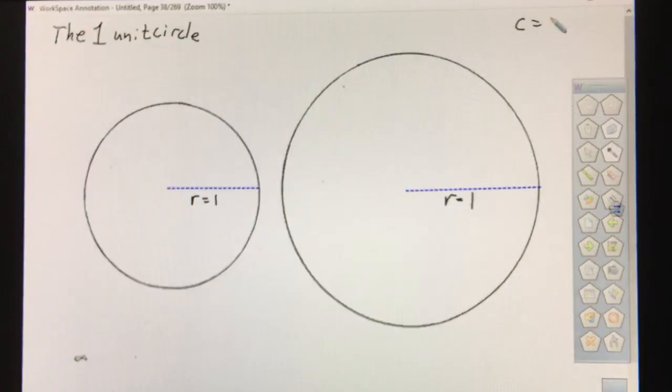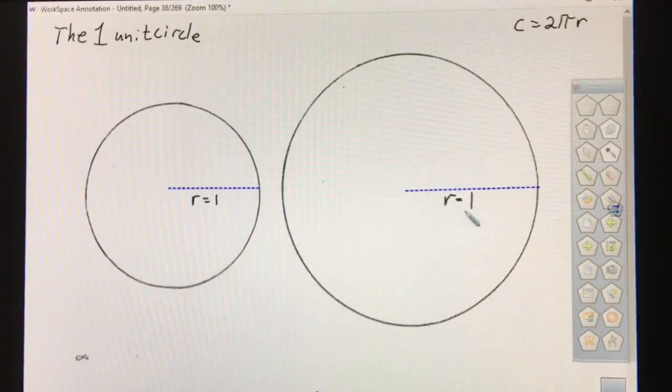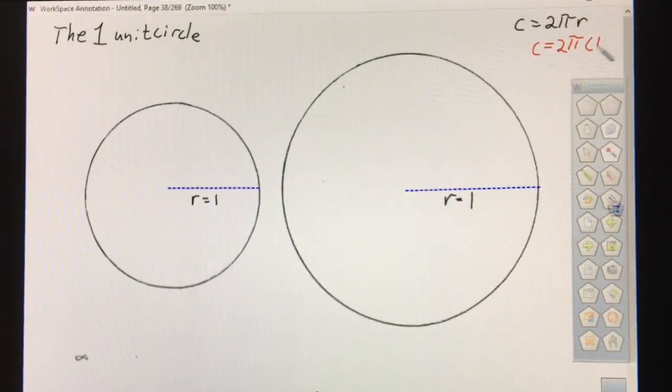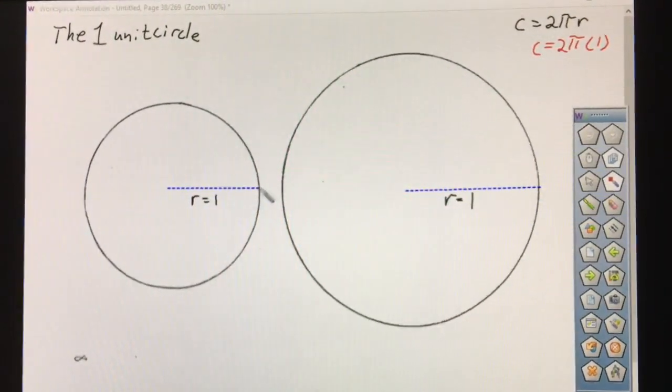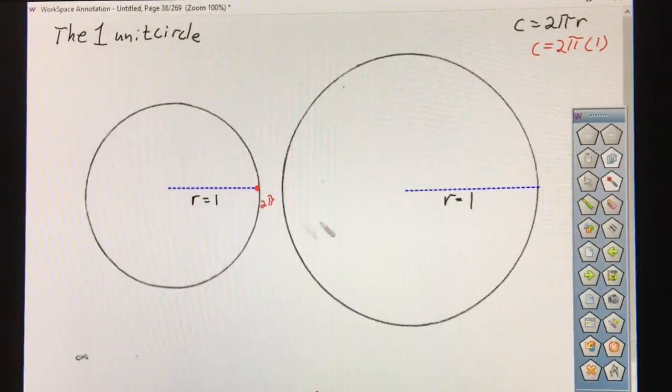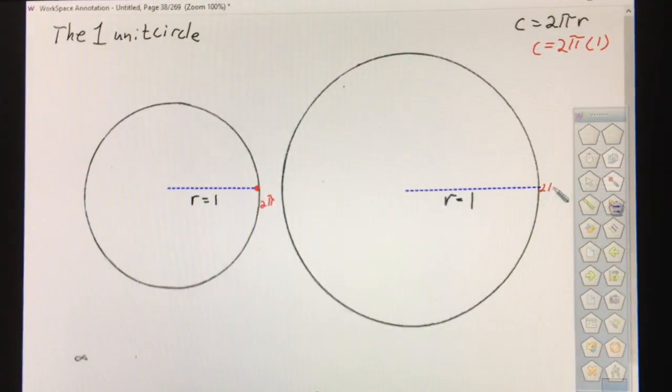What's the formula for circumference of a circle? Once we have that down, we can find out what the circumference of each of these is. I'm going to plug in that 1, so it's going to be c equals 2 times pi times 1. So the circumference all the way around this circle, if I start from this spot, is going to be 2 pi all the way around. It's going to be 2 pi all the way around the big circle as well.